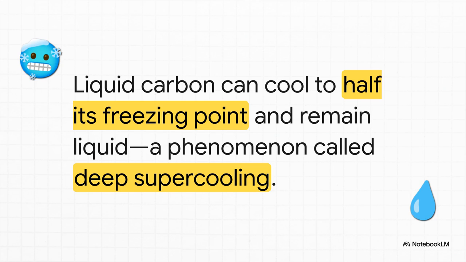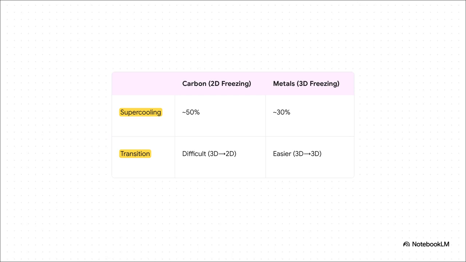This is what that 50% is all about. It means liquid carbon can be cooled to half its freezing temperature and still stay liquid. This is a phenomenon called deep supercooling, and that 50% drop is a record for any pure element. It just resists freezing more stubbornly than anything else we've ever found. It's wild. And why can it do this? Well, it all comes back to that crazy dimensional leap we talked about earlier.